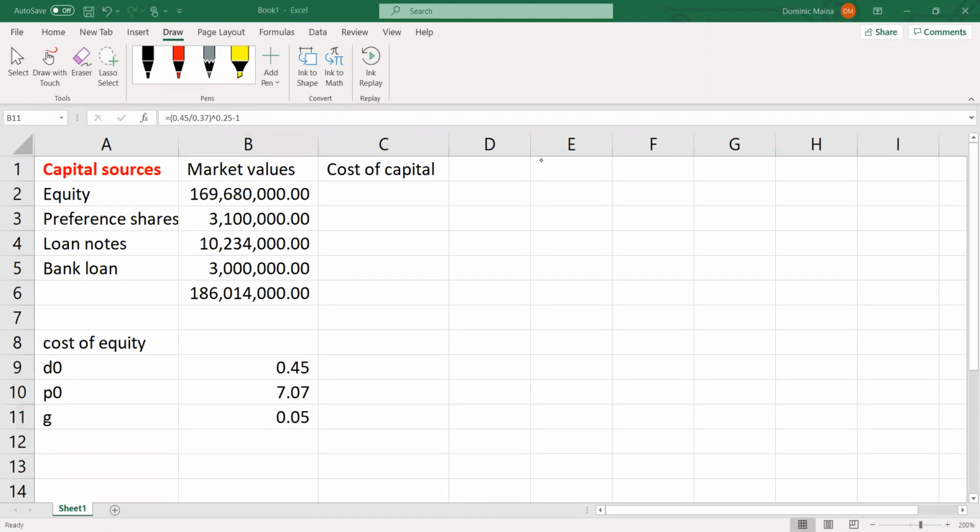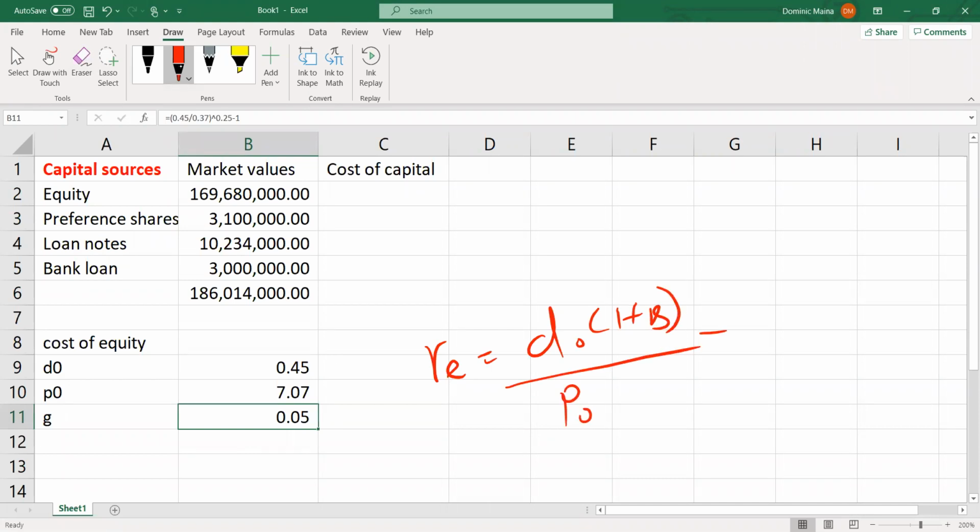Now, as for the case of the dividend growth model, you don't need this, but I'll just show you the paper way. We say that the cost of equity will be equal to D naught (1 plus g) divided by P naught, plus g. So you don't have to show this formula. You still have to do the workings in Excel. So you don't need this.